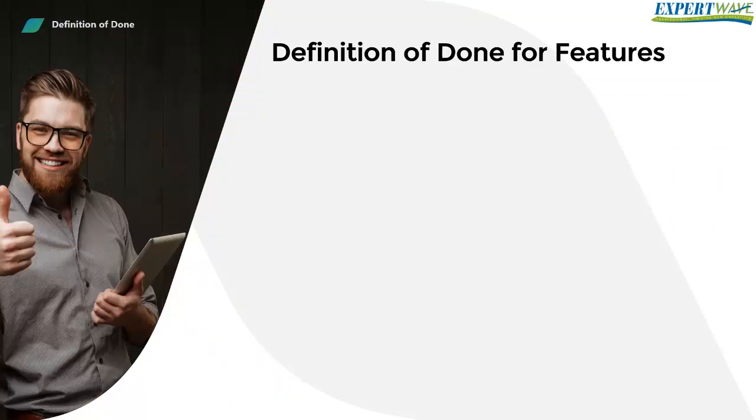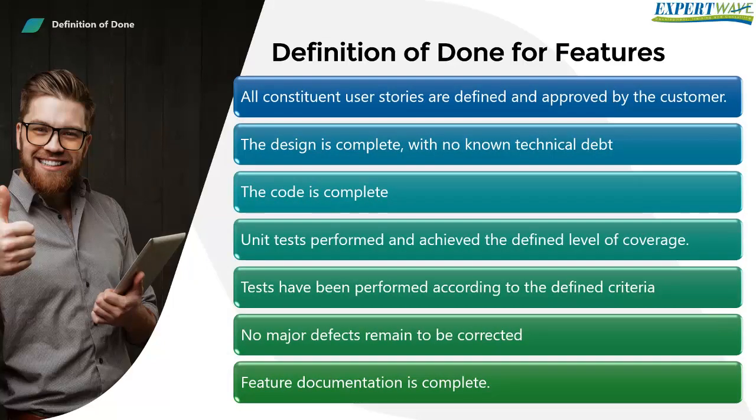The feature. The definition of done for features, which may span multiple user stories or epics, may include: all constituent user stories with acceptance criteria are defined and approved by the customer. The design is complete with no known technical debt. The code is complete with no known technical debt or unfinished refactoring.